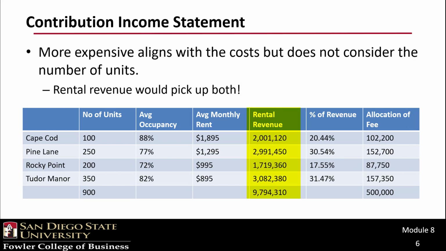So obviously that's going to be the number of units times the average occupancy times the average monthly rent times 12. And we can do that for each of these buildings and determine what is the percent of revenue that's being generated by each of the buildings. And we can use that pro rata share. We can determine the proportion of rental revenue over the total for each building and use that proportion to allocate the fee in what seems like a pretty fair way.